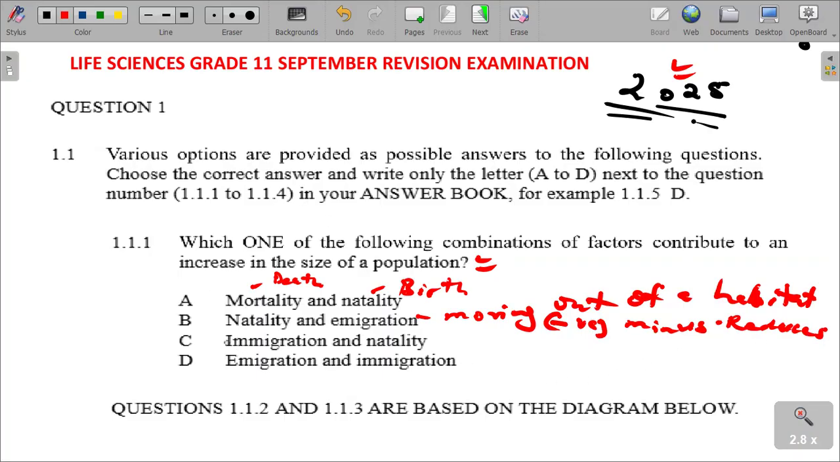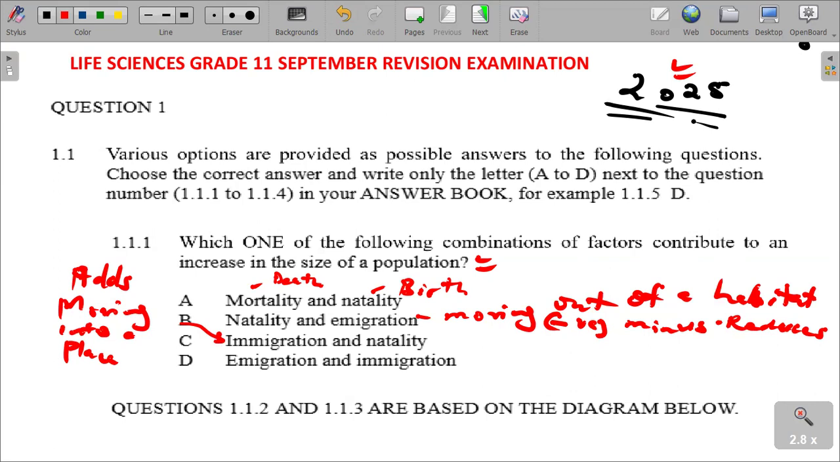And then immigration talks about moving into. It identifies organisms moving into a place. Moving into a place, we say that is immigration. So this one aids the number of organisms.